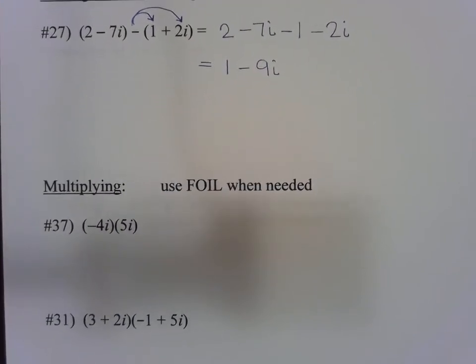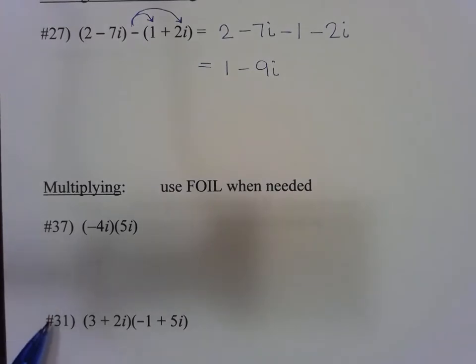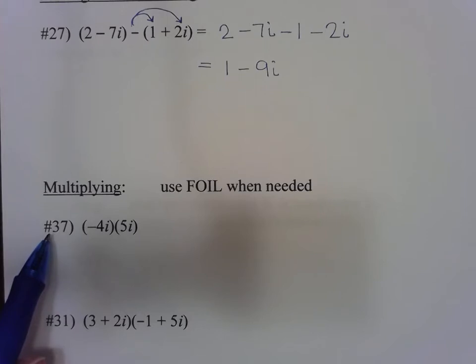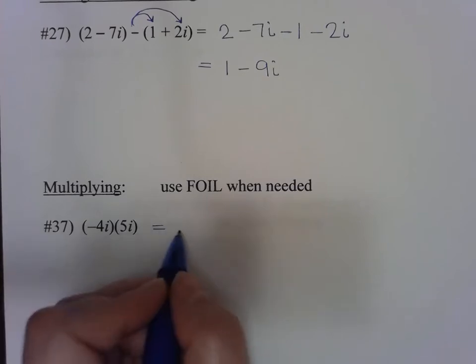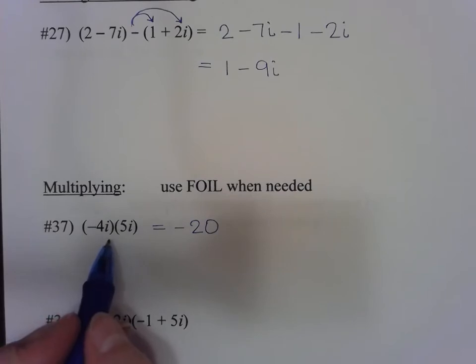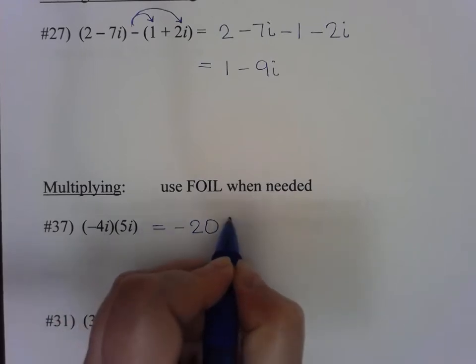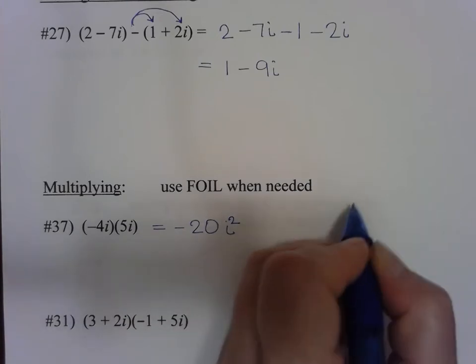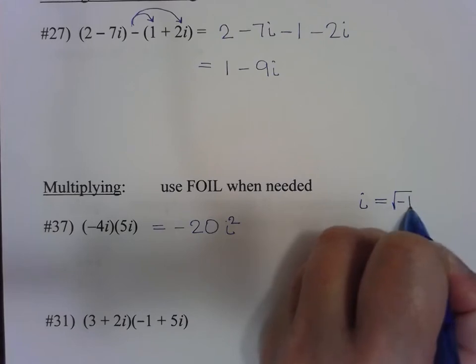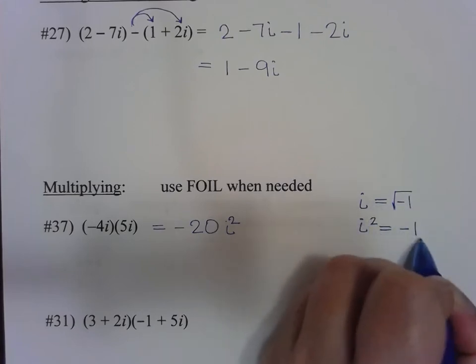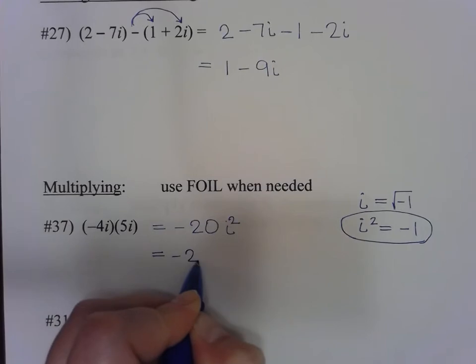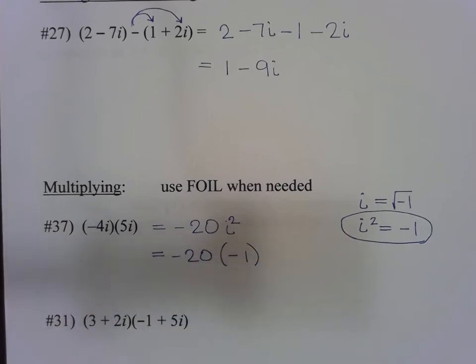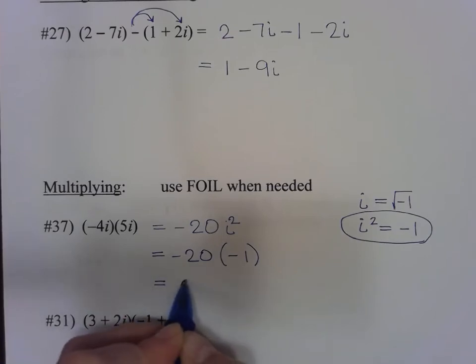Okay, if we're going to multiply, I've got a couple of problems here, right? This one, number 37, we're just going to multiply these two together. So negative 4 times negative 5 would be negative 20. Think of i like a variable. i times i would be i squared. Remember we said since i is the square root of negative 1, i squared is negative 1. So we're going to put that in here. Basically, when I have i squared, it's going to change the sign of the number that it's multiplying by. So this makes this a positive 20.